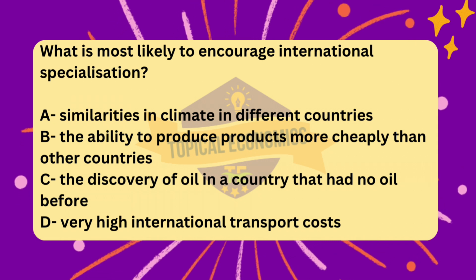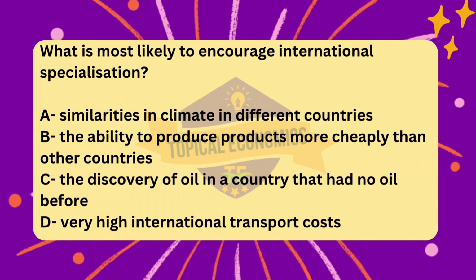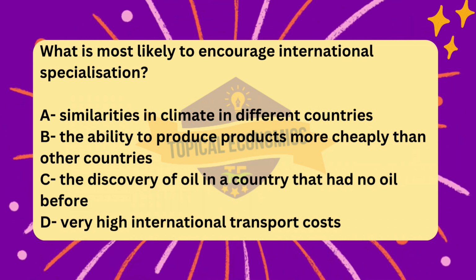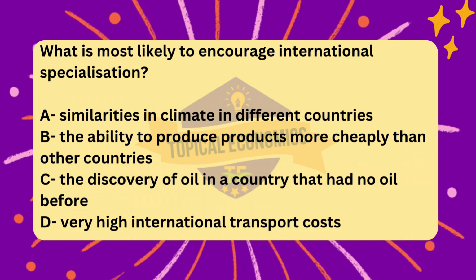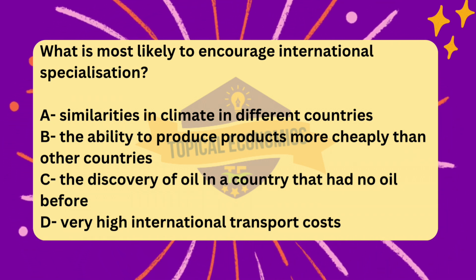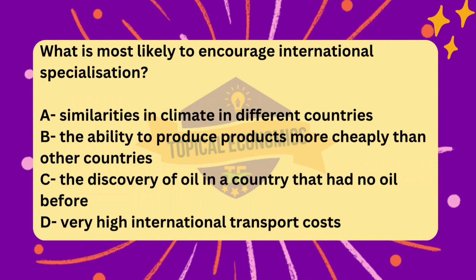Analyzing the other options. Option A. Similarities in climate in different countries can make it easier for countries to produce the same types of goods, e.g., agricultural products. Specialization is typically driven by differences in comparative advantage rather than similarities. For instance, countries with different climates can still specialize in products that they produce most efficiently, even if their climates are not exactly the same.